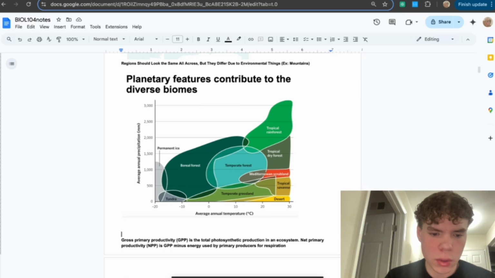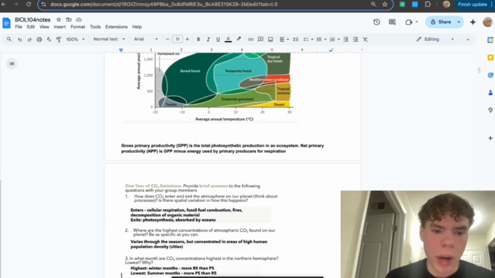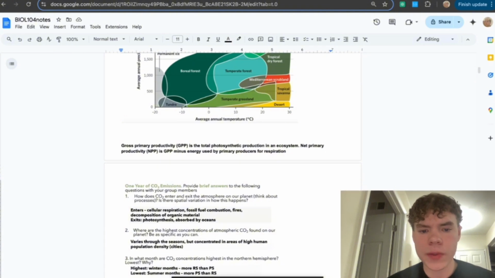GPP, gross primary productivity, is the total photosynthetic production in an ecosystem. Net primary productivity (NPP) is GPP minus energy used by primary producers. Yeah, I have an equation for that.